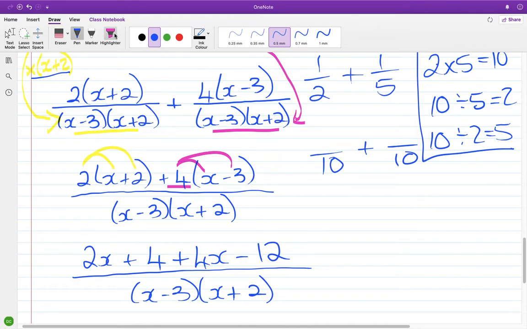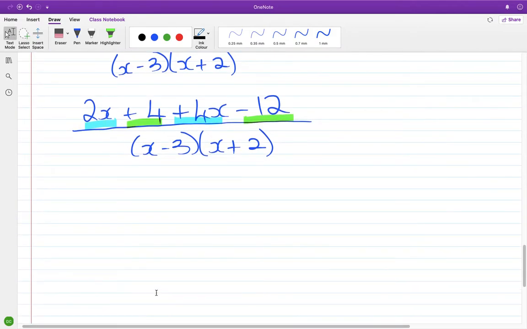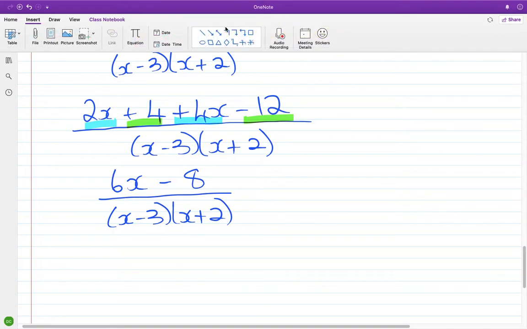And then we check for our families. So I have an x, and I have a constant and a constant. So that is 6 for the x's and minus 8. And we write down the bottom line. And that's your answer. So you don't go any further than that.